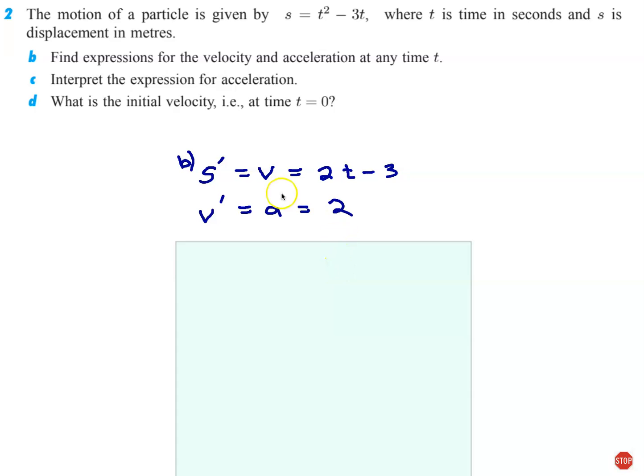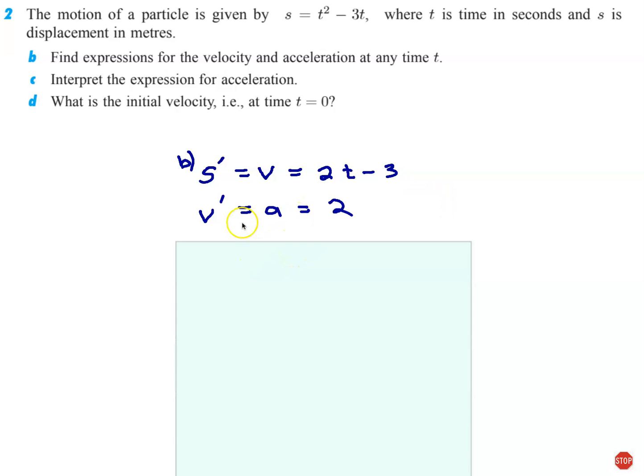Okay, the next question is to interpret the expression for acceleration. So what does it mean when we say the acceleration is just 2? Stop the video, have a think, and then once you've got an answer in your brain, start the video and see if what you're thinking is the same as what I'm thinking.